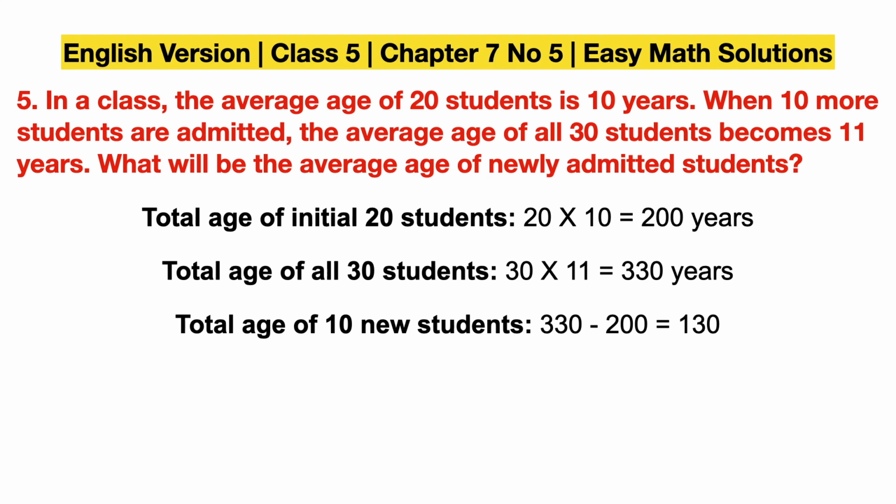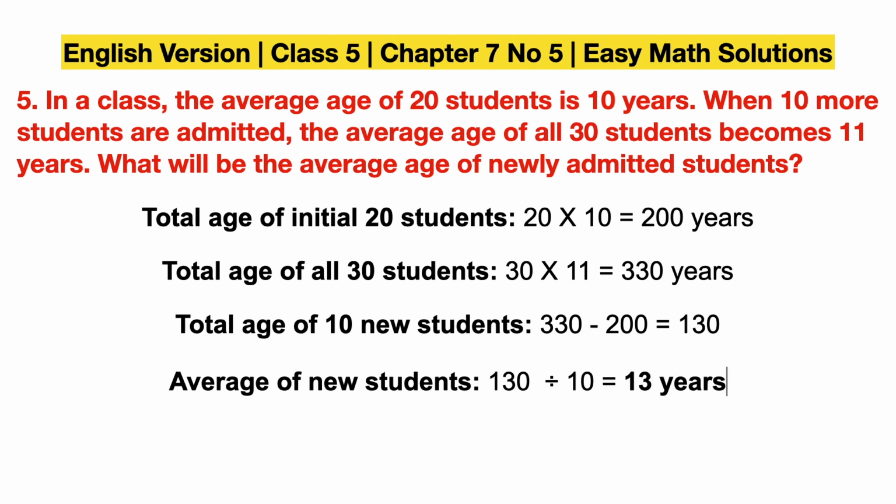Then total age of the new 10 students is 330 minus 200, equal to 130 years. Then the average of the newly admitted 10 students is 130 divided by 10, equal to 13 years.